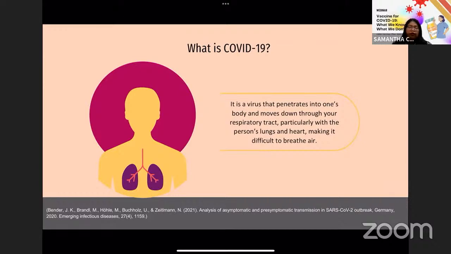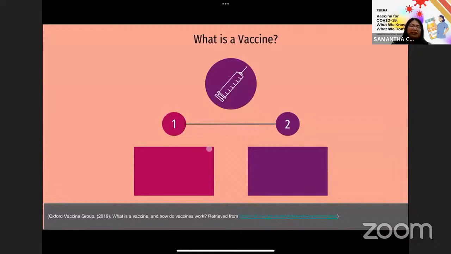Now we already know about COVID-19. Let us now proceed to the next term, which is what is a vaccine? Vaccines, in simpler definition, are commonly a type of medicine. It is a medicine that trains the immune system so that it can fight off diseases.